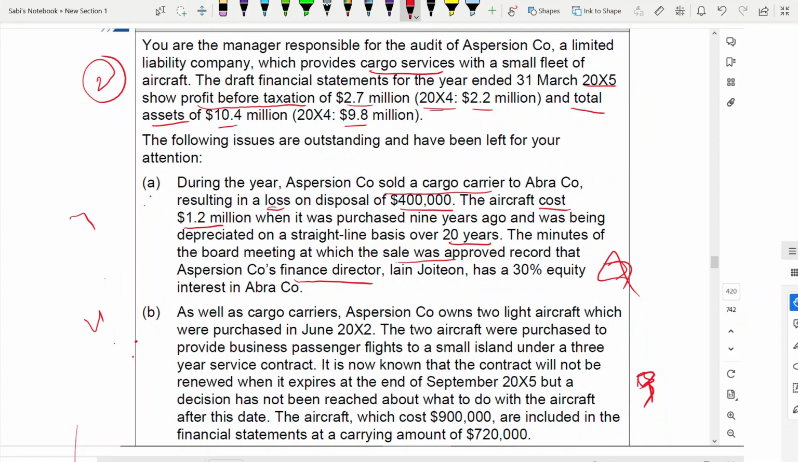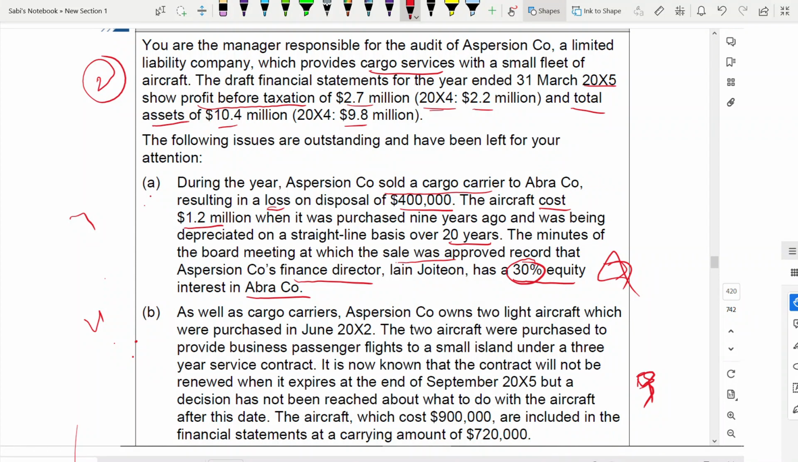But that finance director also has a 30% equity interest in Abra. Abra is the company to whom they have sold this cargo carrier. Okay, something is clicking in your mind: he's a finance director having an interest in the company to which he has sold that cargo carrier, and that is also a 30% equity. Think. Obviously, now we'll be answering it.